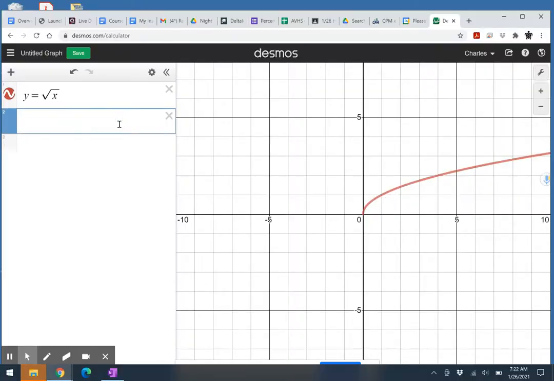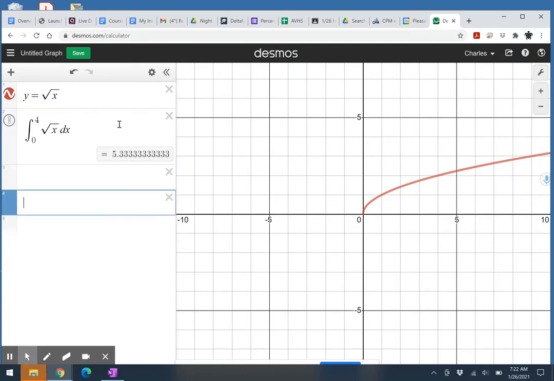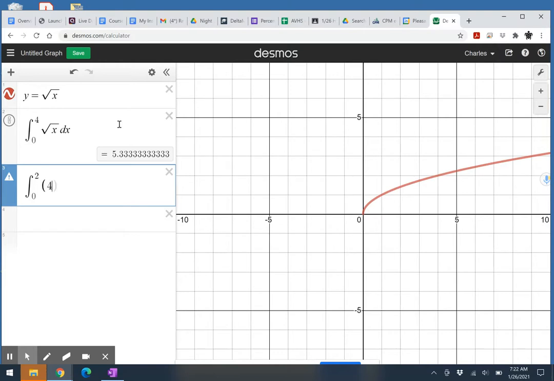Let's use Desmos to confirm. And let's go. This is the integral from 0 to 2. You notice that they're the same.